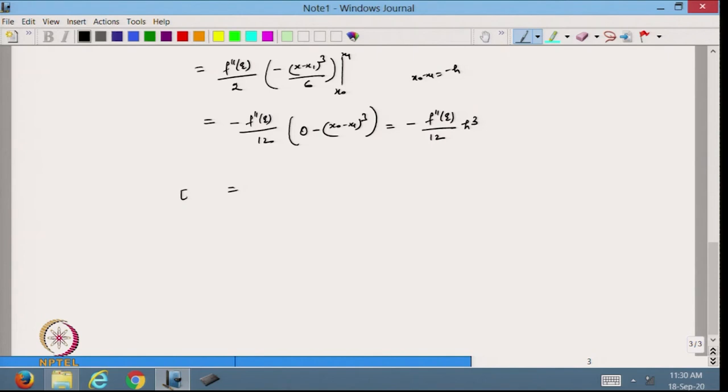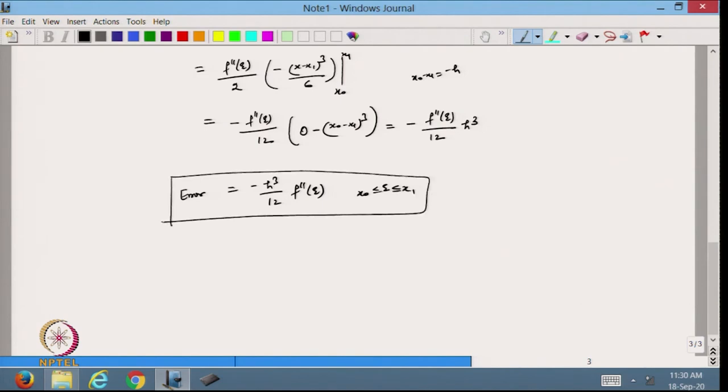So from here I can write that the error term in this integration will be h cube by 12 f double dash xi, where xi is lying between x 0 and x 1. So that is the error in this integration. Now from here you can see that this error depends on the second derivative of the function f x. So I can say that for a linear function the second derivative is equal to 0, which implies that this method gives the exact solution for a linear function.